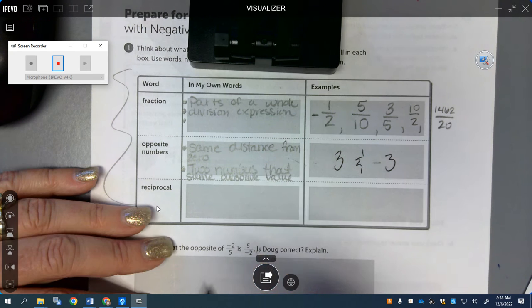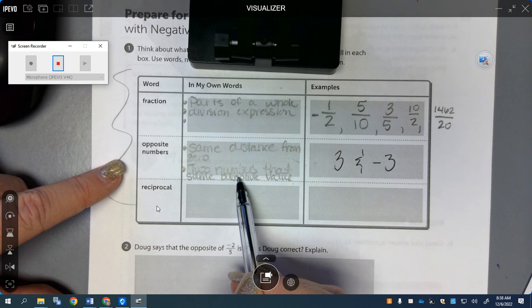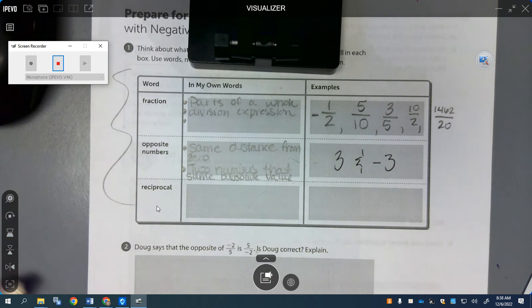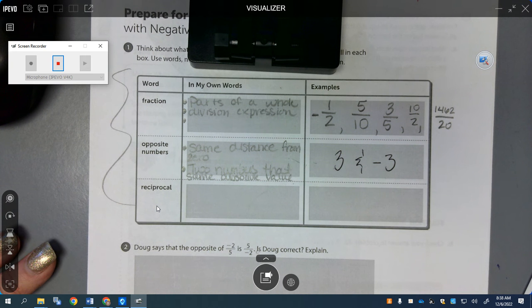Examples of fractions and opposite numbers, all right? And so reciprocals are, what do you think they are? Yes? What, do you add the reciprocals together and it'll give you... Well, we're going to take a look at that. We'll see if that works. Okay? Say that again. Fraction flip-flop.